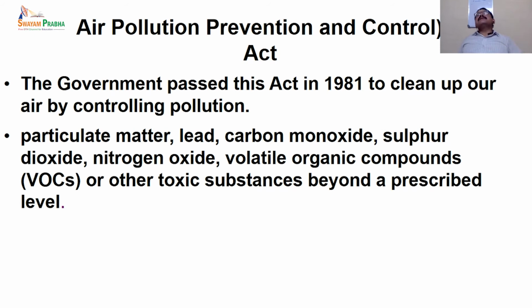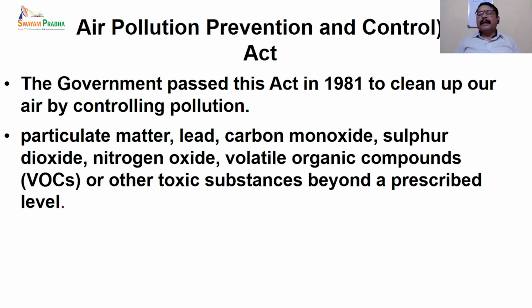Now, under this Environmental Protection Act, it is a broad umbrella under which you find the Air Pollution Prevention and Control Act. The government passed this act in the year 1981 to clean the air by controlling air pollution. In fact, this came in the wake of, or in parallel with, the Bhopal gas tragedy. It particularly monitors compounds such as particulate matter. They call that suspended particulate matter. It should not be less than 2 or 3 microns, which can even lead to lung cancer.